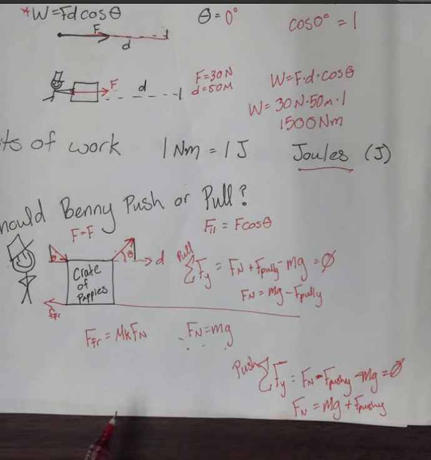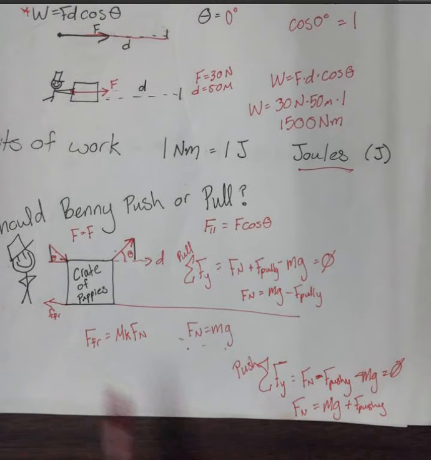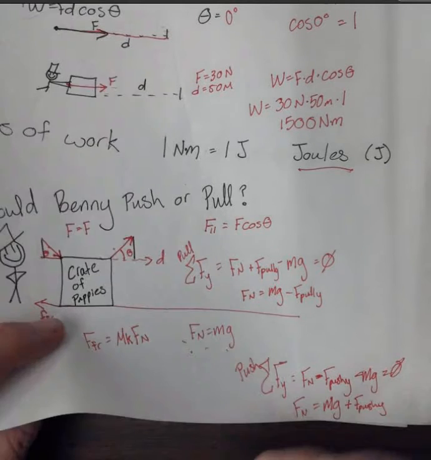Why is that important? Well, friction can do work also. And if the force of friction is bigger over the same distance, then friction will do more work against Benny. But if the force of friction is smaller and acts over the same distance, then the force of friction is going to do less work. Now that could potentially have an effect on Benny's perceived effort. But as long as the force and the angle are the same, it will not change how much work Benny does to the box.